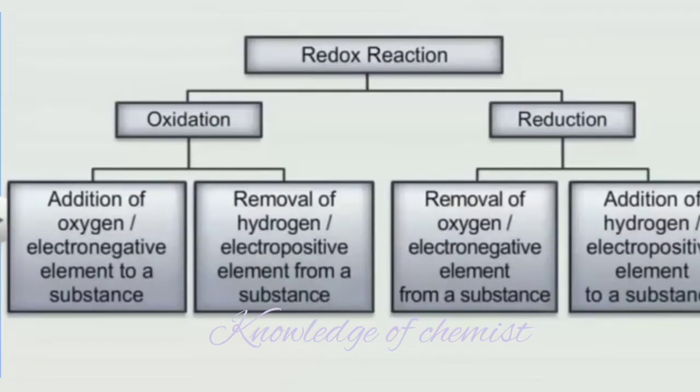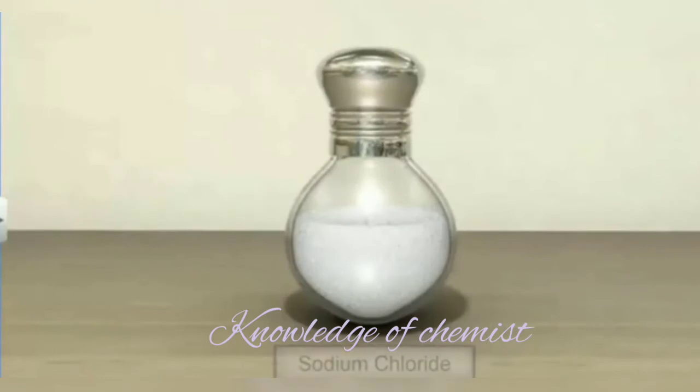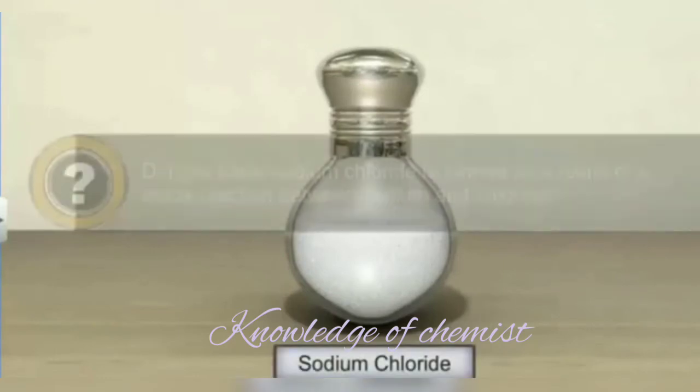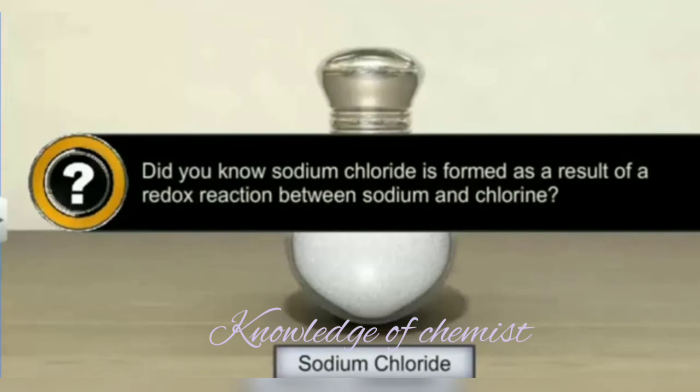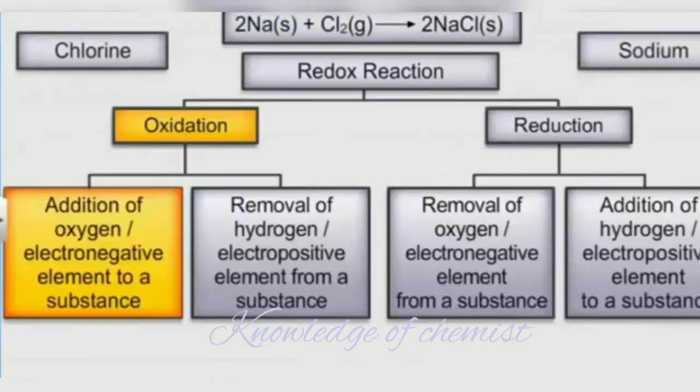Thus, according to the classical concept, a redox reaction can be illustrated as shown here. Let's look at some examples of redox reactions. Consider the common salt, sodium chloride. Did you know sodium chloride is formed as a result of a redox reaction between sodium and chlorine? Let's understand how sodium is oxidized. Sodium is oxidized due to addition of an electronegative element, chlorine, and simultaneously chlorine is reduced because of the addition of an electropositive element, sodium.